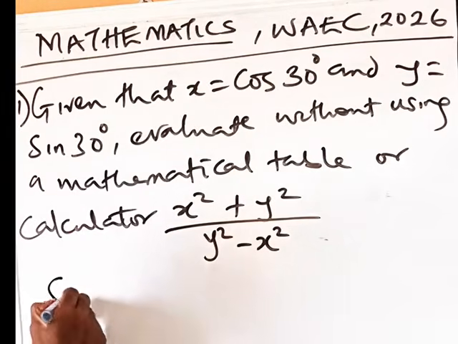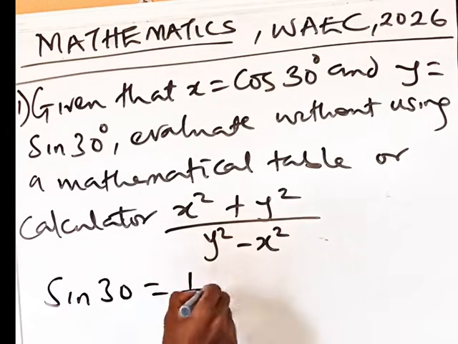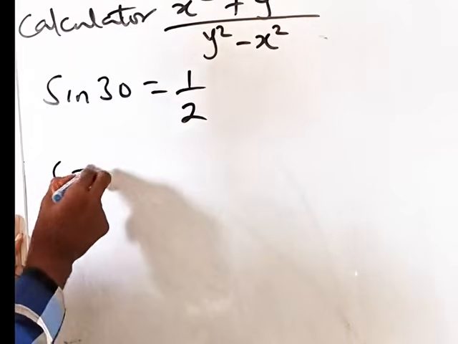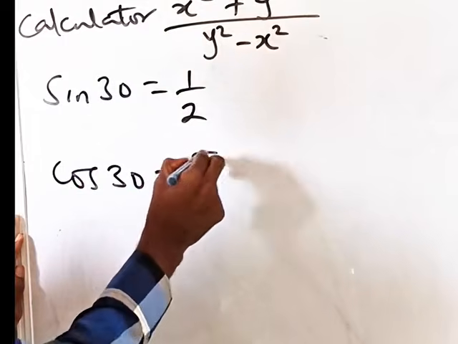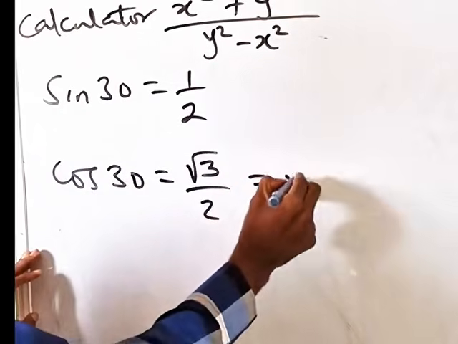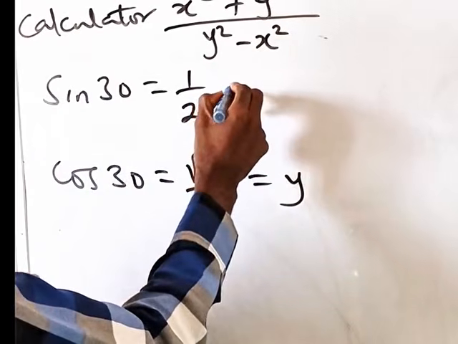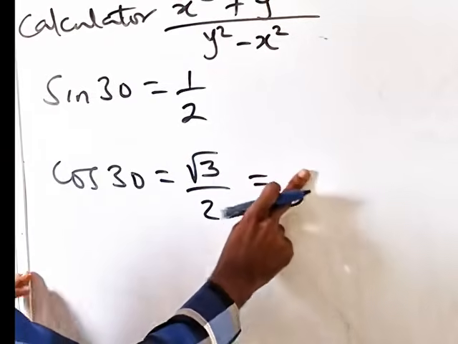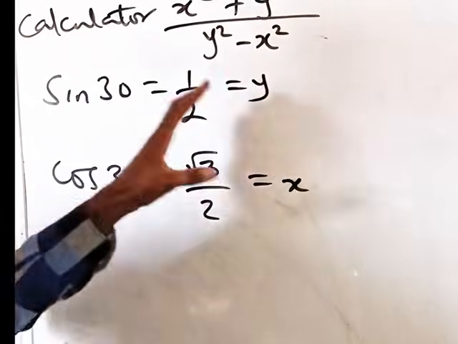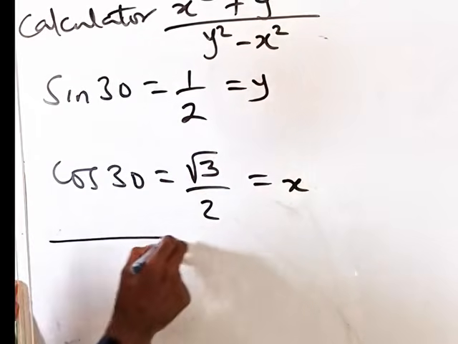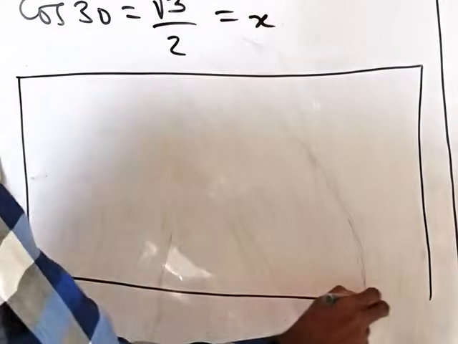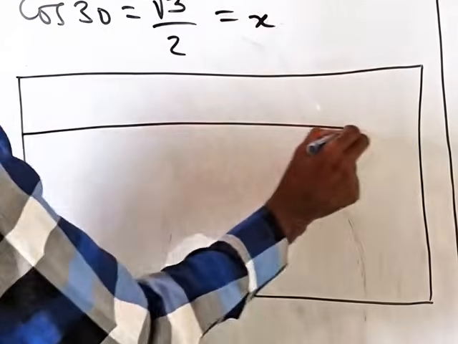Now, sin 30 is actually 1 over 2, which is 0.5. And cos 30 is root 3 over 2. This is all you need. So this is your x, x is cos 30, and this is your y. So before I go ahead to solve this, let me prove this to you very quickly. So let me show you very quickly.